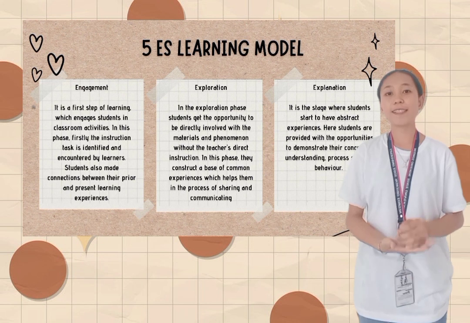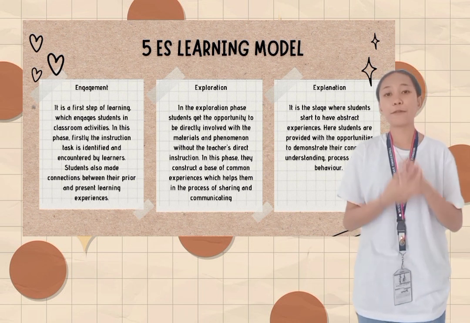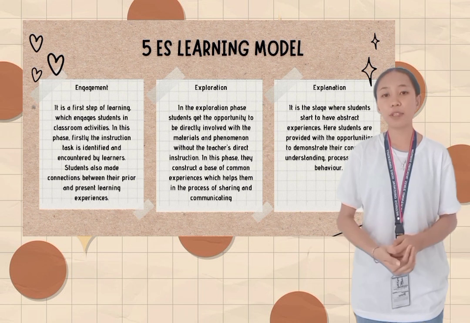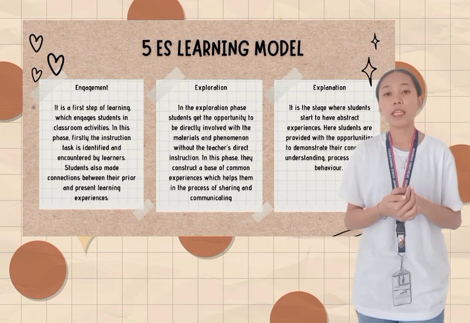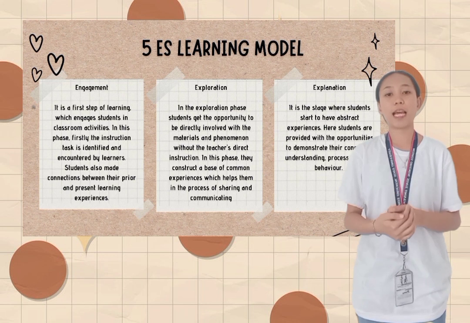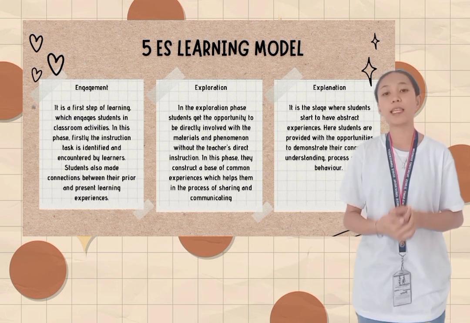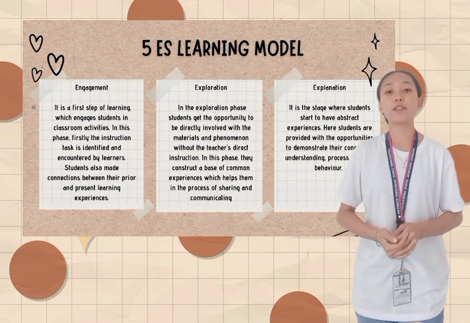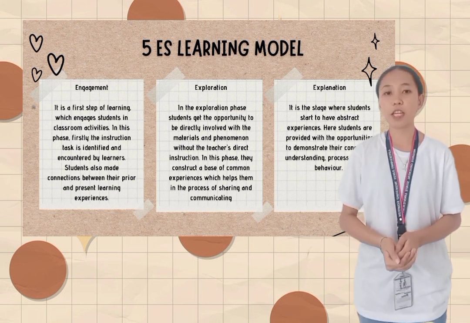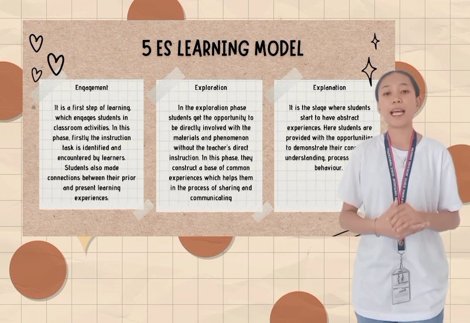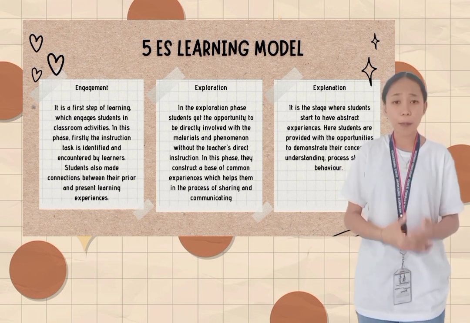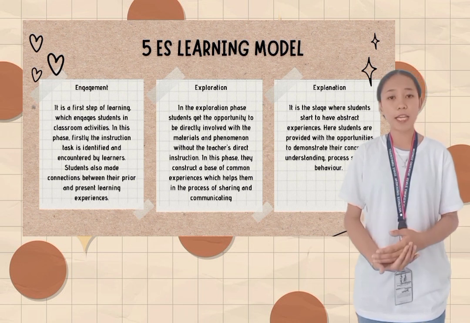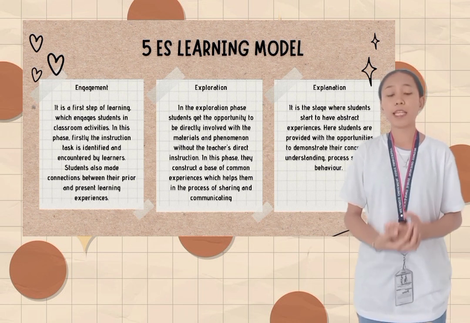So the first is engagement. It is the first step of learning which engages students in classroom activities. In this phase, firstly, the instruction task is identified and encountered by learners. Students also make connections between the prior and the present learning experiences. So here, the teacher tries to generate interest and curiosity of students by many ways, like asking a question, defining problems, showing a discrepant event, and acting out a problematic situation.